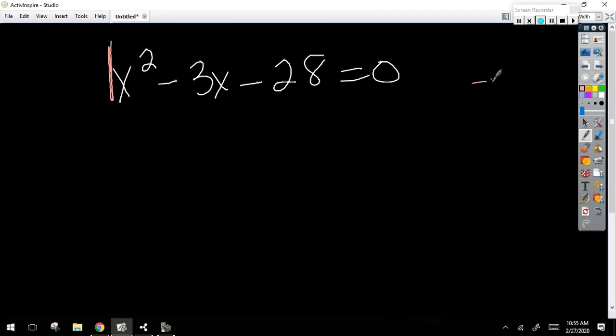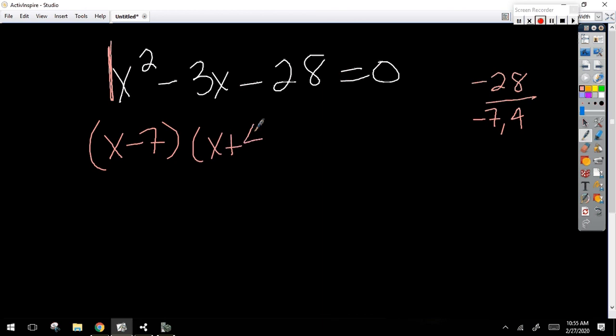So if I can find what multiplies to -28 and adds to -3, I don't even have to group or do any other method. 7 and 4. Which one's negative? 7. How do you know to make 7 the negative one? It's got to add to -3. That one's negative, so you need your biggest factor to be negative. All right, so I get x minus 7, x plus 4.